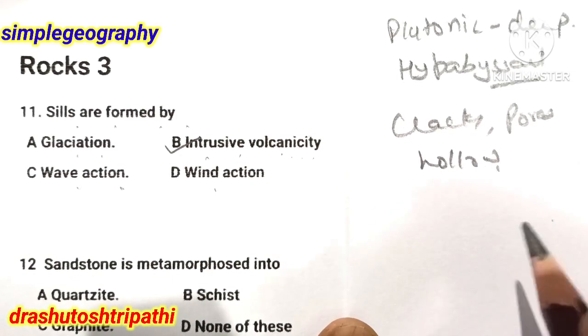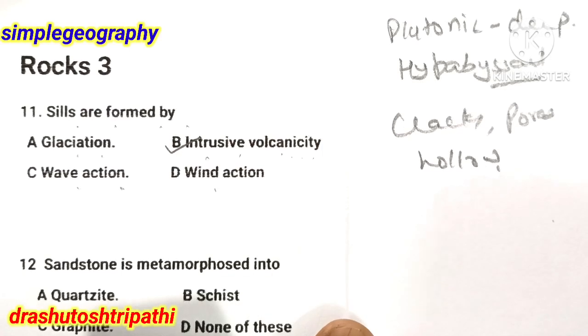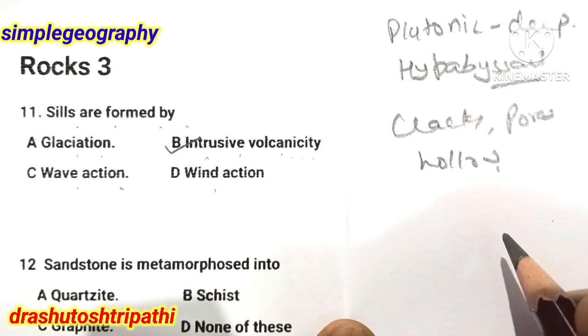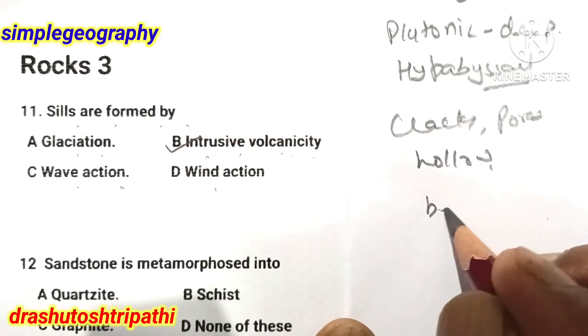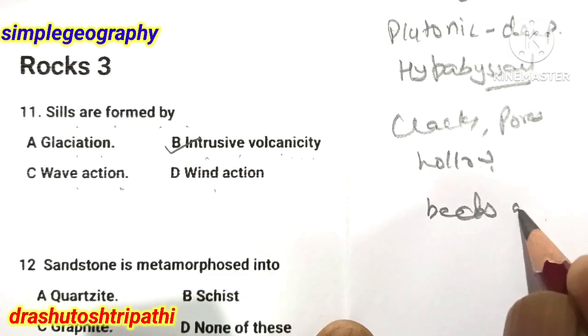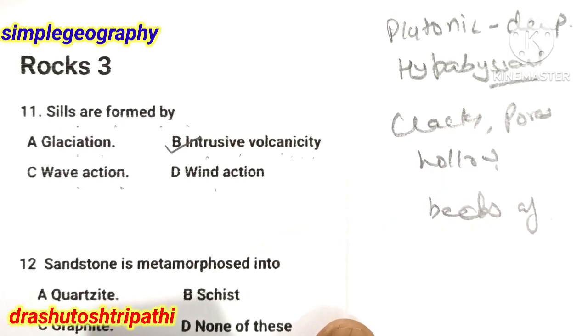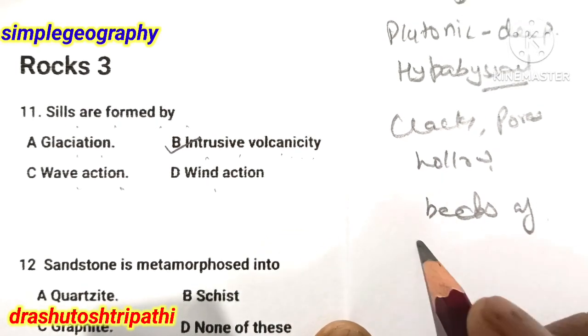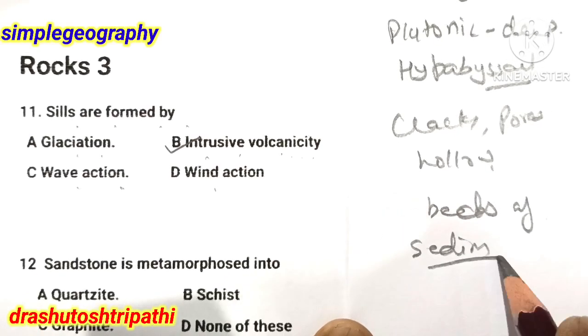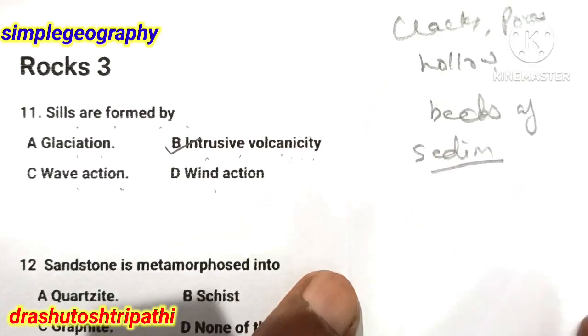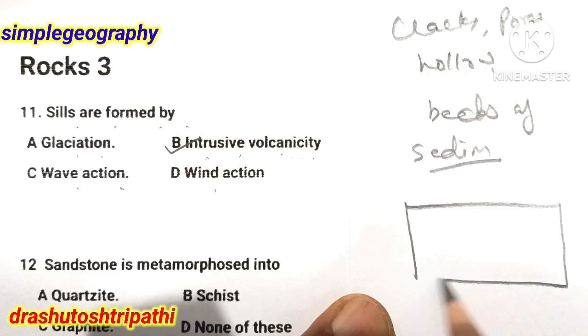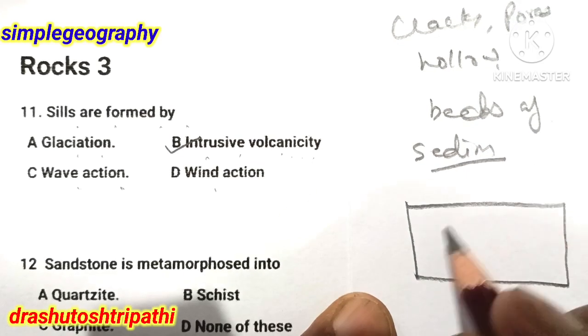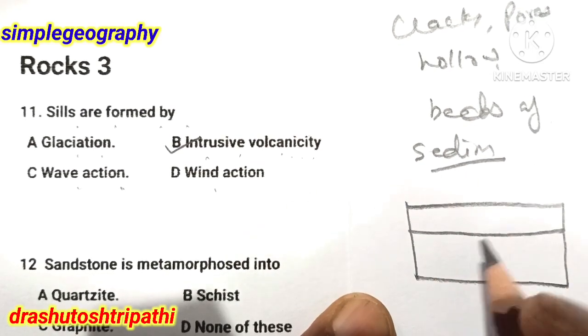Sills are usually parallel to the bedding planes of sedimentary rocks. Sills are formed due to the injection of magma between the beds of sedimentary rocks. How is it found? You can see it in the picture. This is a picture, and see this one.